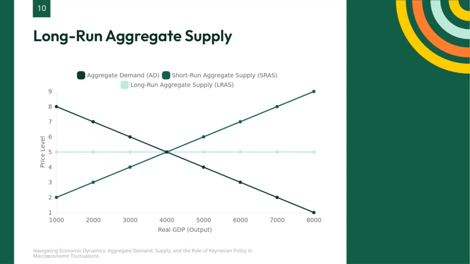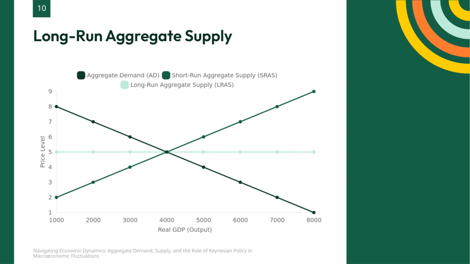Here we have the long-run aggregate supply model illustrated along with the aggregate demand and short-run aggregate supply curves. On the horizontal axis, we measure real GDP or output, and on the vertical axis, we have the price level. Notice that the long-run aggregate supply curve is vertical, reflecting the idea that in the long run, output is determined by factors like technology and resources, not by the price level. Meanwhile, the aggregate demand curve slopes downward, showing that higher price levels correspond to lower demand for goods and services.